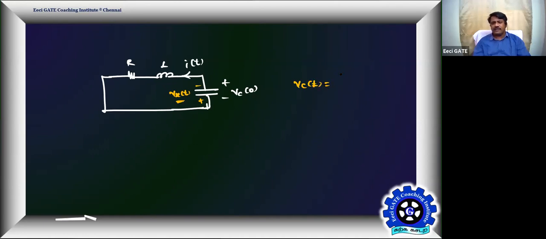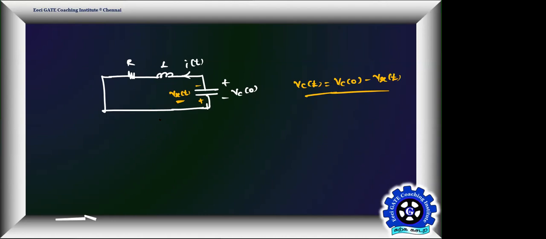Vc of t equal to what? Vc of 0 minus Vx of t. Like that you can play. Getting everyone? All of you getting this? Yes, sir. Otherwise it will be lengthy.